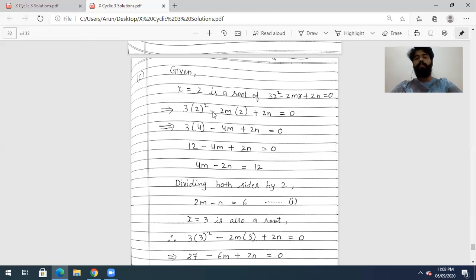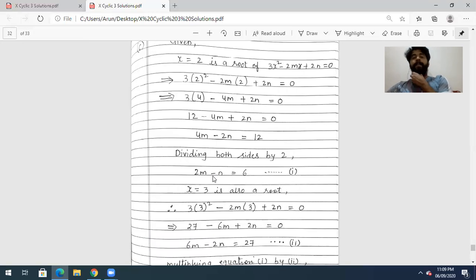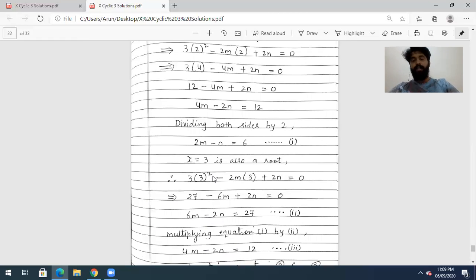We have 3 into 2 square minus 2m into 2 plus 2n is equal to 0. So 3 into 4 minus 4m plus 2n is equal to 0. So we get 4m minus 2n is equal to 12. Dividing both the sides by 2, we have 2m minus n is equal to 6. Now since x is equal to 3 is also a root, we'll substitute 3 in place of x. We have 3 into 3 square minus 2m into 3 plus 2n is equal to 0. So 3 into 3 square is 27 minus 6m plus 2n is equal to 0. So 6m minus 2n is equal to 27.